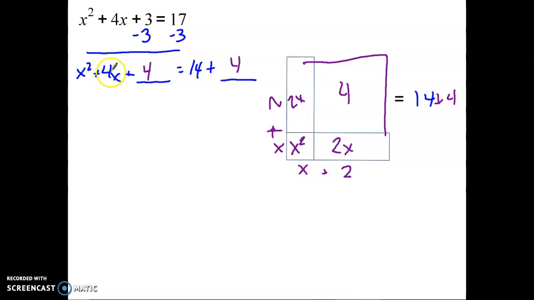If I take this 4 and I cut it in half, I get 2, and then I square it. That's where this came from. 2 times 2 is 4, and that's what I added on both sides. Okay, so now let's complete his process.